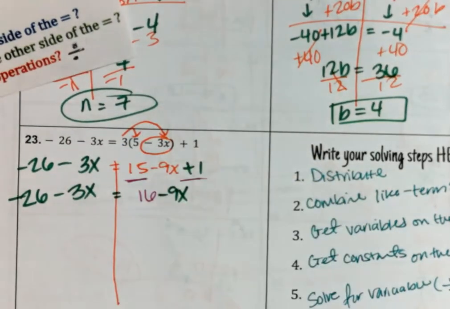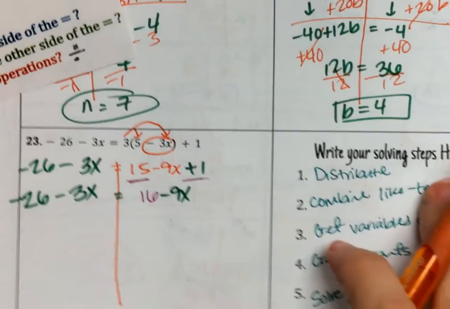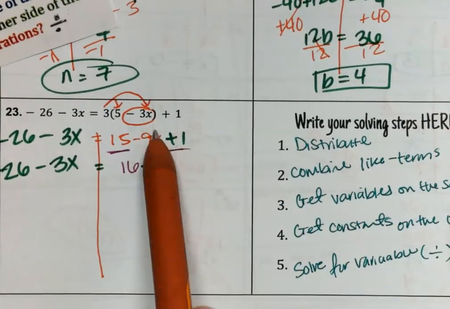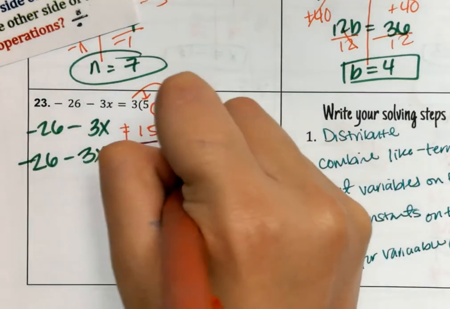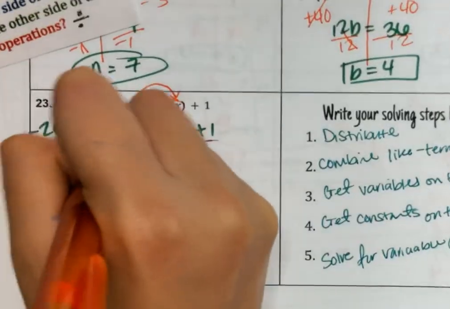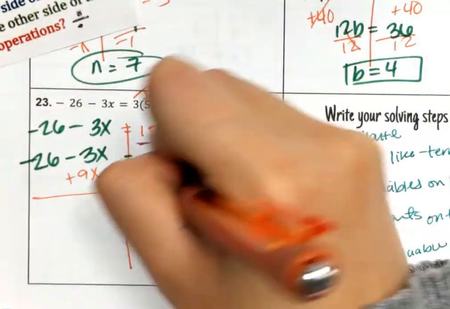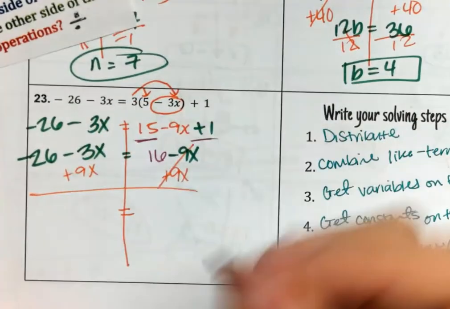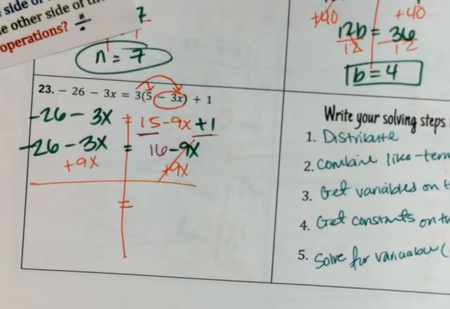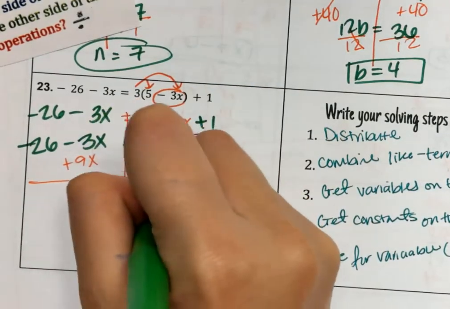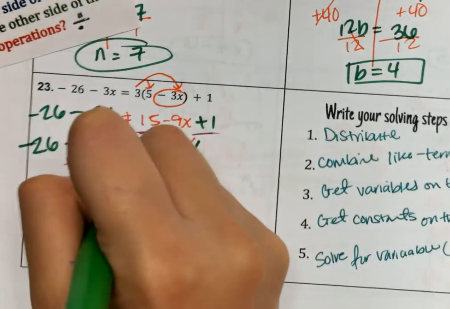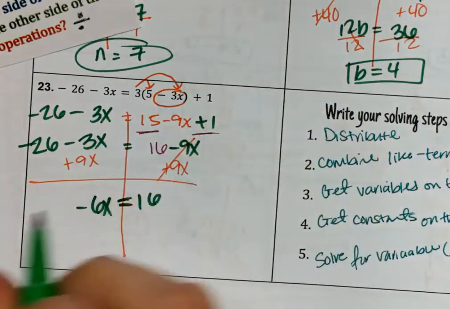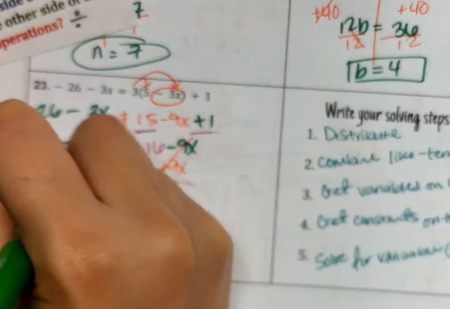Step 3, get the variables on the same side. So I'm going to cancel out this minus 9x with a plus 9x. What I do to one side, I must do to the other. So you bring down your 16. Negative 3 plus 9 is positive 6. x, keep the x. And bring down the negative 26.